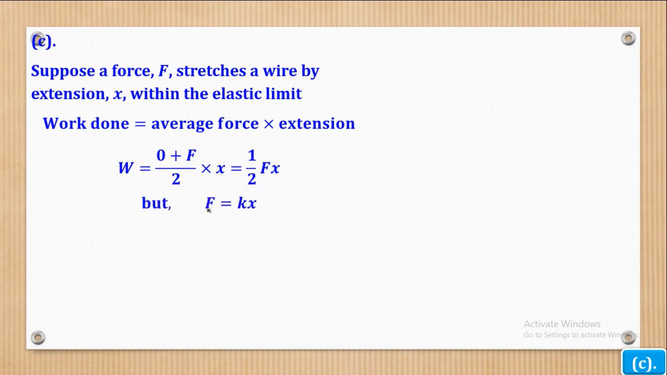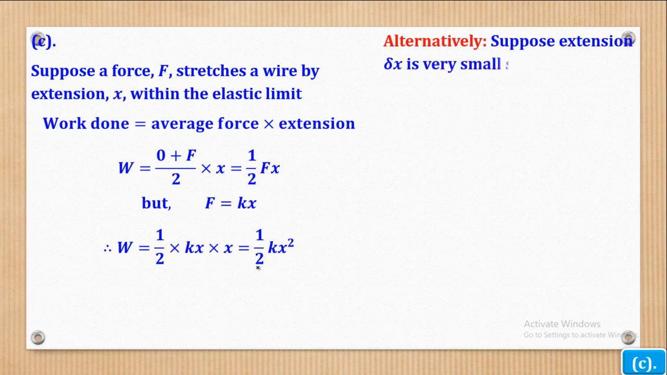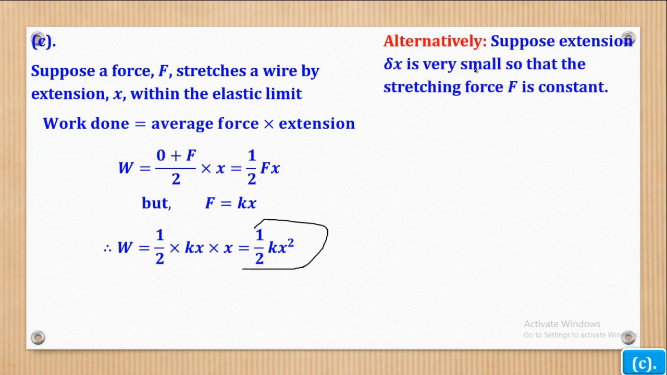But we know that F is equal to Kx, where K is the force constant. Therefore, you substitute where there is F, we put Kx, to come up with a half Kx squared. So this is the expression they wanted, but you can also derive it using calculus.